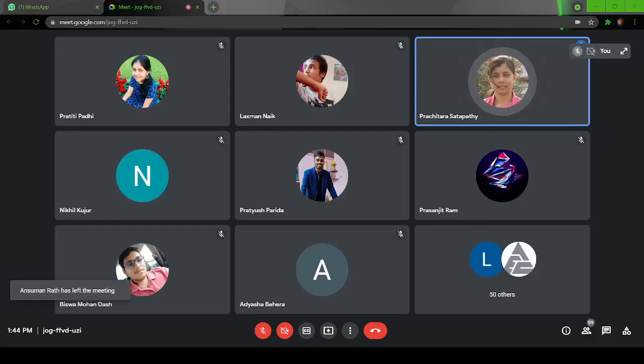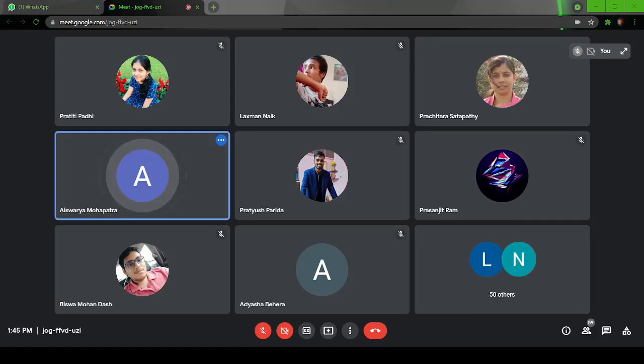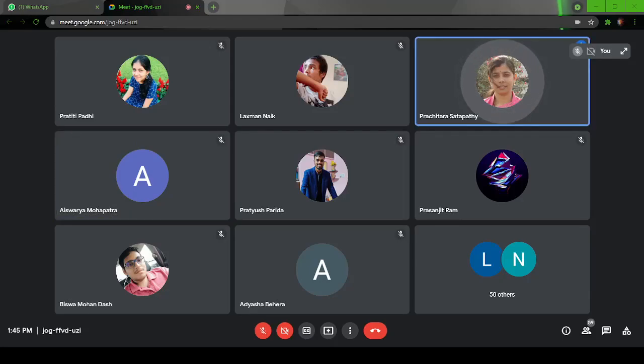What is the aim of the experiment today? Aishwarya Mahapatra. Ma'am, study of buck converter and boost converter. Today we will not do the buck converter and boost converter. We will do first the PWM inverter. The next class we will do buck and boost. Okay? Okay, ma'am.